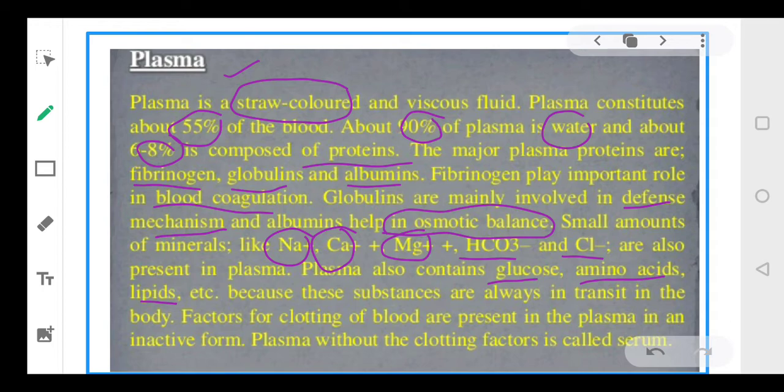Apart from this, the factors for clotting of blood are in an inactive form in the plasma. So the components responsible for clotting of blood are in inactive form. And plasma without the clotting factors is called serum. So if we remove the clotting factors from plasma, then without clotting factors, the plasma will be called serum. Okay.